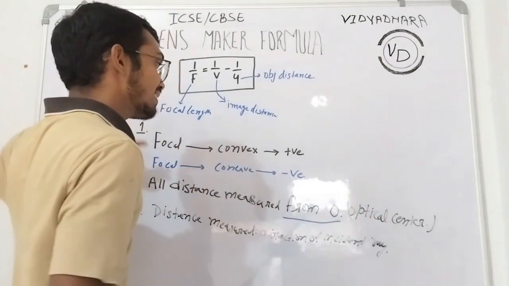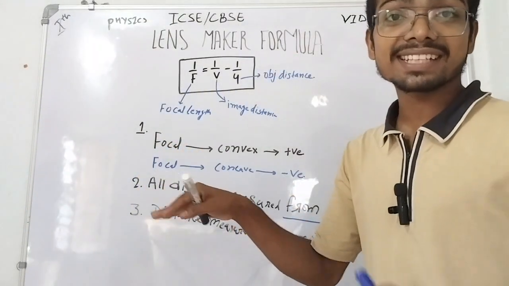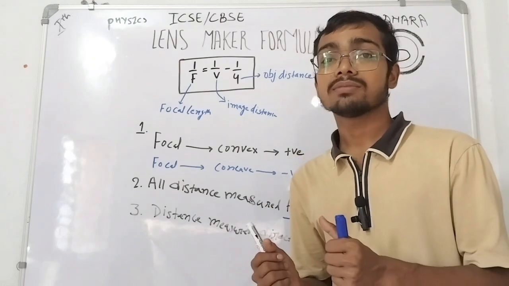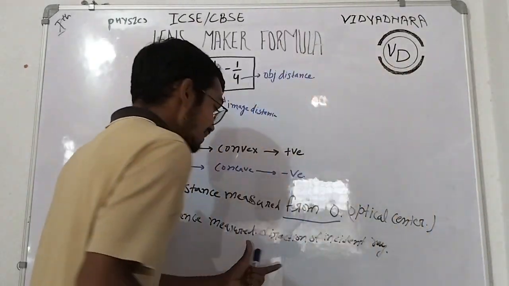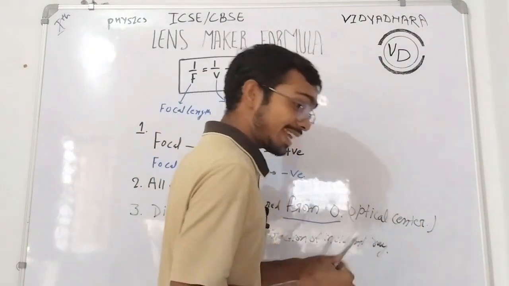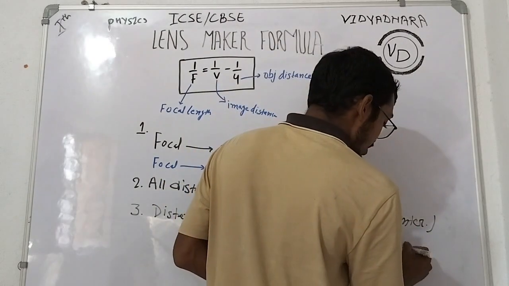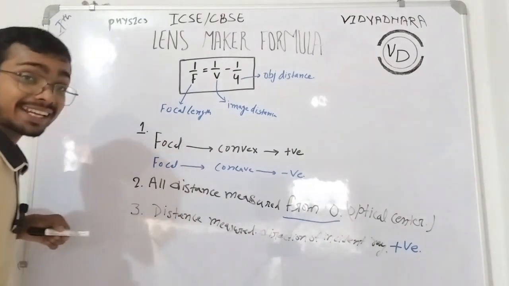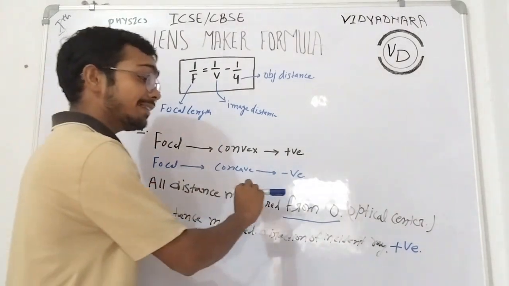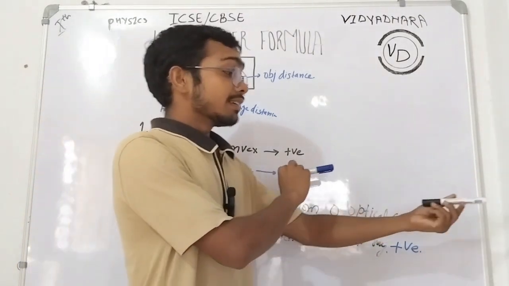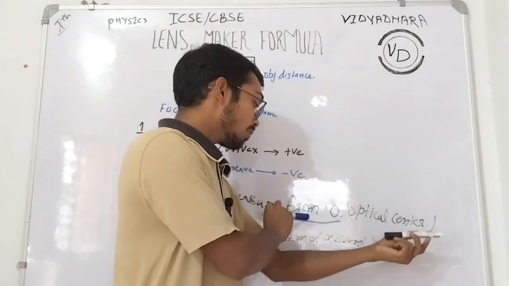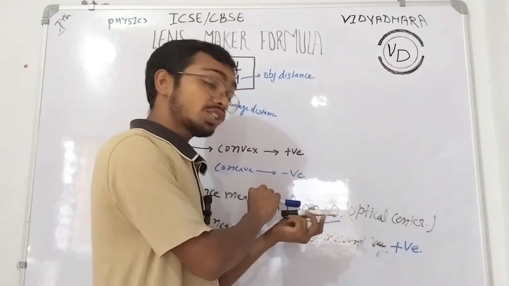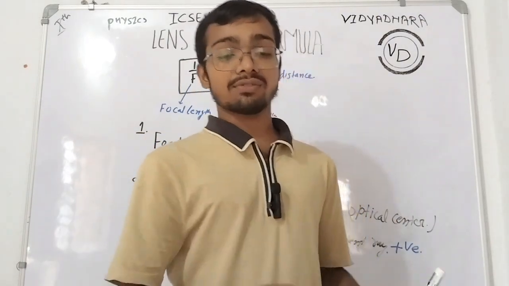There is no fixed direction, either left or right, by which we take negative or positive. But the distance measured in the direction of the incident ray is taken as positive, and distance measured from O in the direction opposite to the incident ray is taken as negative.